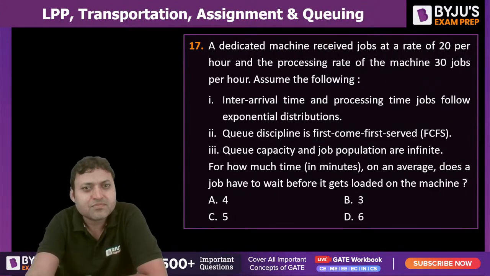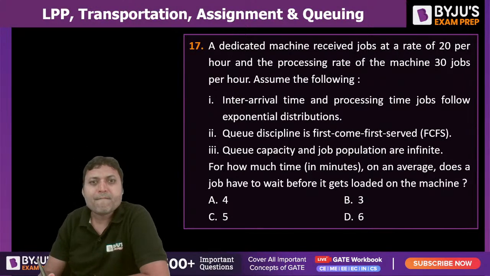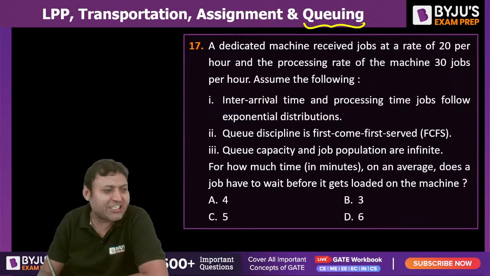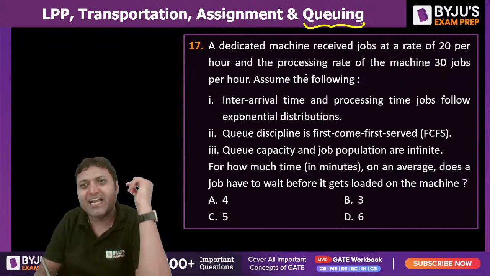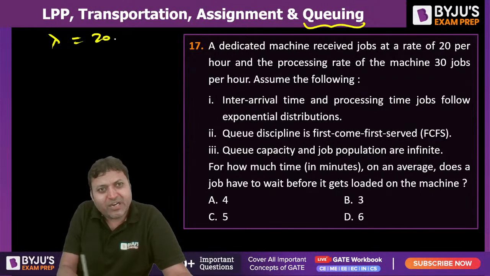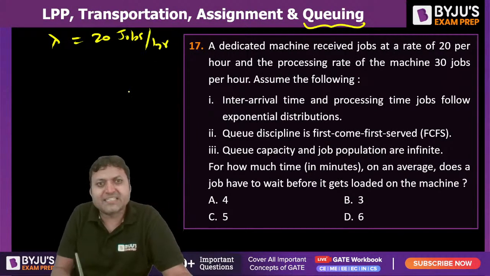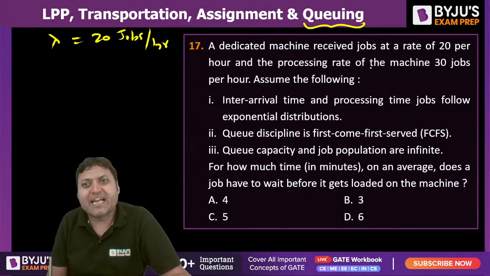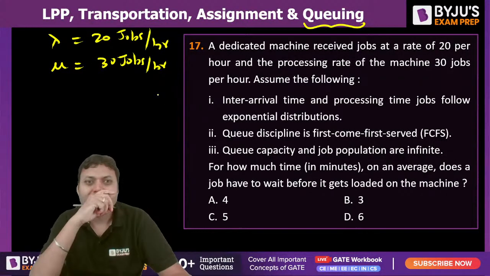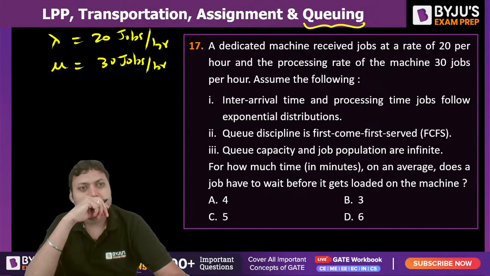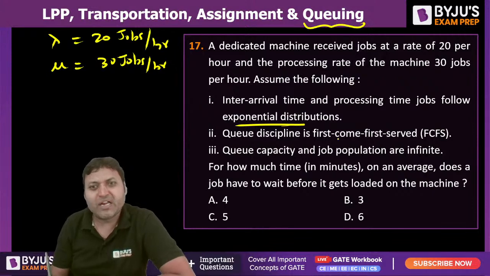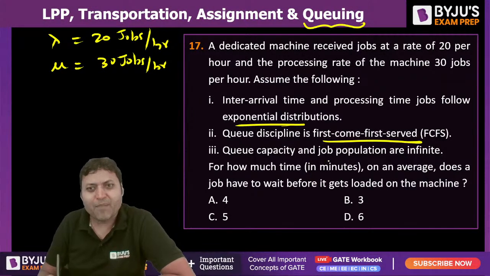Question number 17. Four more questions to go. The question is from the queuing model. A dedicated machine receives jobs at the rate of 20 per hour. So lambda, the arrival rate, is 20 per hour. And the process rate of the machine is 30 jobs per hour. Mu is equal to 30 jobs per hour; that is the departure rate. Inter-arrival time and process time follow an exponential distribution. The queuing discipline is FCFS. Queue capacity and job population are infinite.